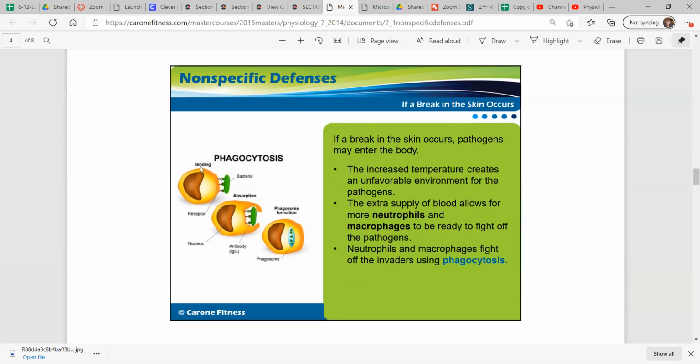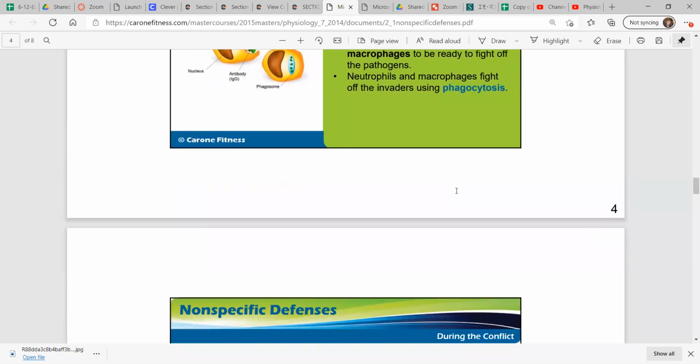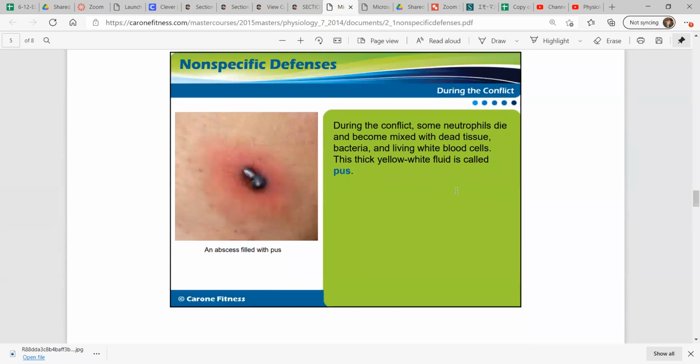Phagocytosis is here. Here's a diagram of that. There's bacteria. Here's a binding receptor in the nucleus, and it eats it. And that is known as phagocytosis. So it's just when macrophages and neutrophils eat the invaders.